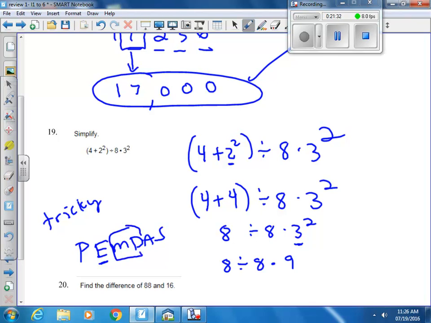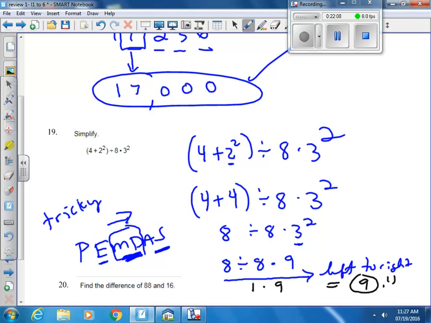People think PEMDAS and they think they're supposed to multiply before they divide. It doesn't mean that. You actually move left to right over those brother-sister operations, multiplication and division, the same level of dominance. So we're actually going to move left to right over multiplication and division. It really just means that you have to perform multiplication and division before addition and subtraction. So, okay, 8 divided by 8 then is 1, and 1 times 9 is 9. That's it.